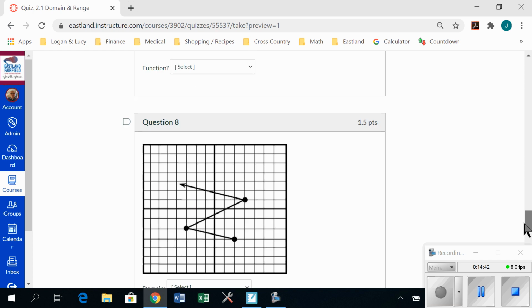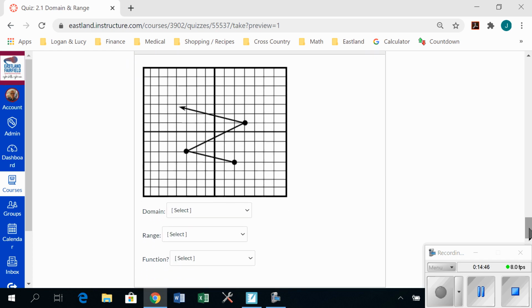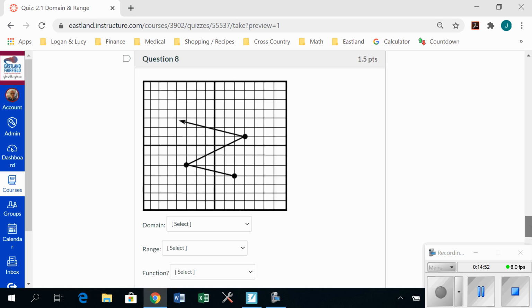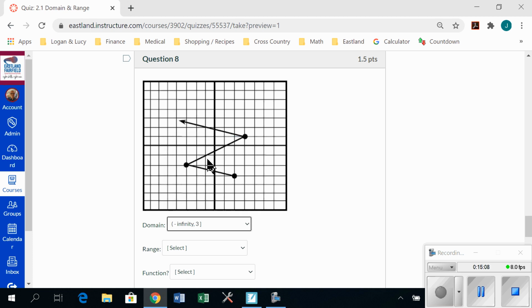Okay, let's scroll down. Let's do question 8 here. Now, question 8, realize, is a continuous graph. So with a continuous graph, I'm going to show my answers in interval notation. So for domain, I find my leftmost point. My leftmost point is an arrow. Now, if an arrow goes to the left, that's actually called negative infinity. Now, my rightmost point is an actual point. It has an x-coordinate of 3. My domain is going to be all the points from negative infinity to positive 3.